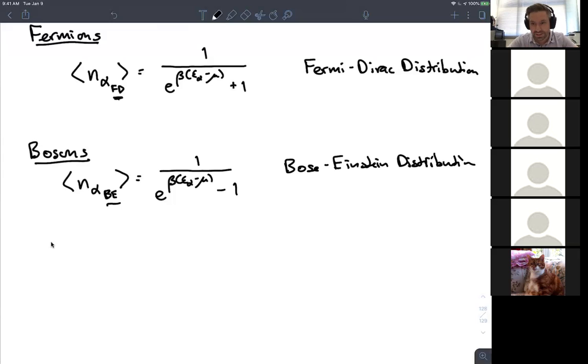As you can imagine, both of these things are named after the people who discovered them. The Fermi-Dirac distribution was named after Enrico Fermi and Paul Adrien Maurice Dirac, my personal hero. And the Bose-Einstein distribution was named after Bose, I don't remember his first name, and of course, Einstein. The Bose-Einstein distribution tells you the average occupation number of each energy level when you're dealing with bosons. All right, so that's our answers. That's what we have been after this whole time. So now let's talk about how these things behave.